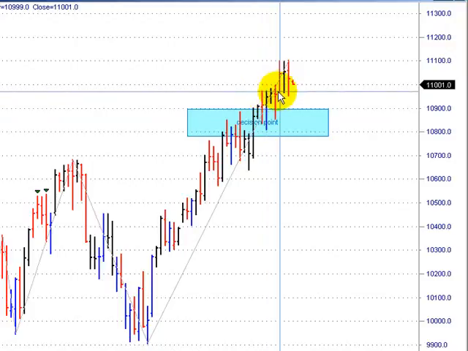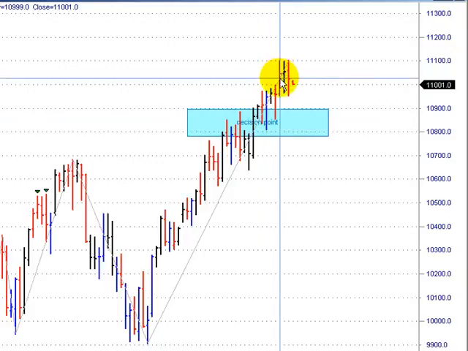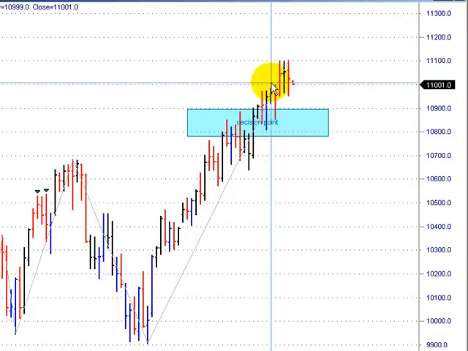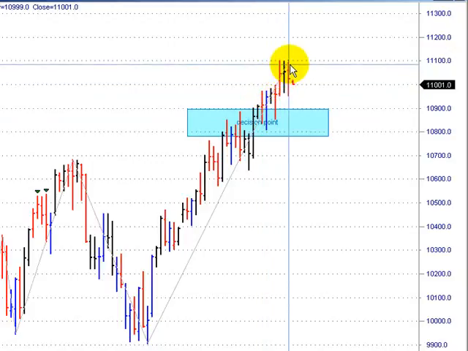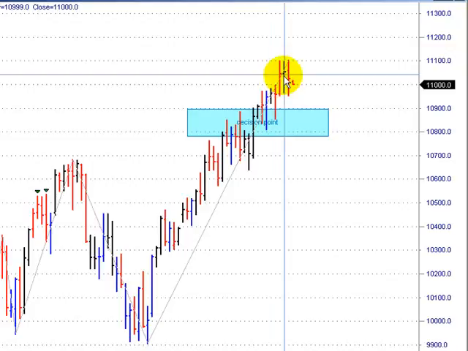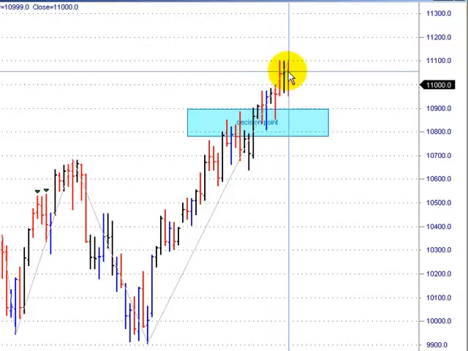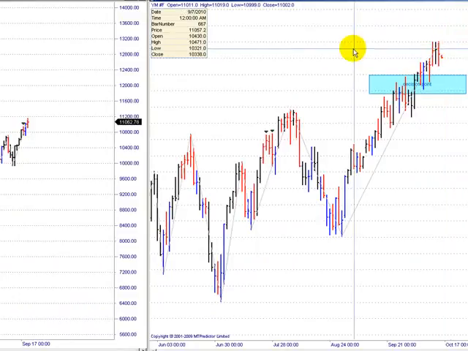It didn't come until I think this was on the 13th. Finally, market did close above that area and then traded above just by a few ticks a couple of days later. So we got as high as 11,004. And so we may get some continuation there.